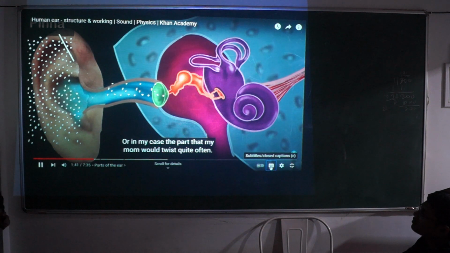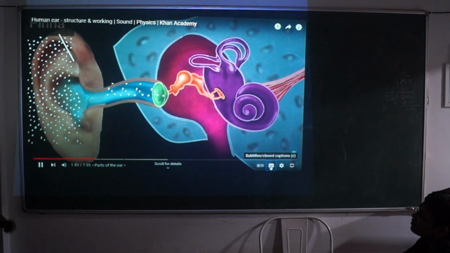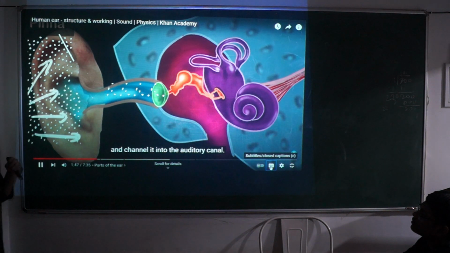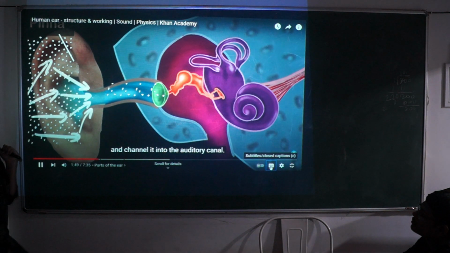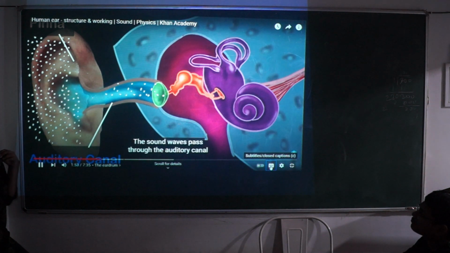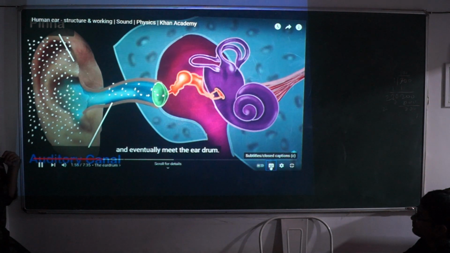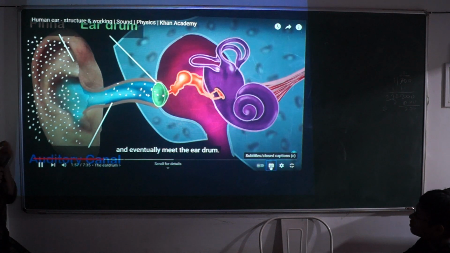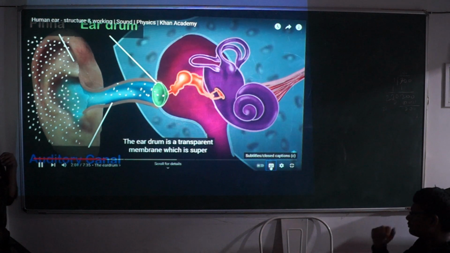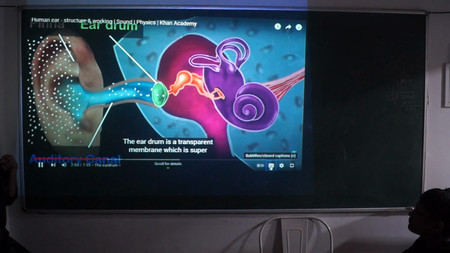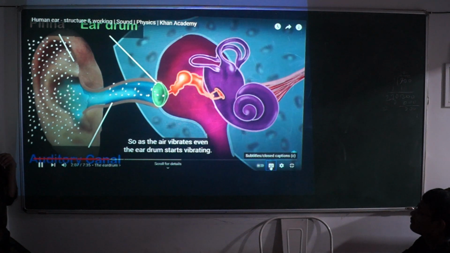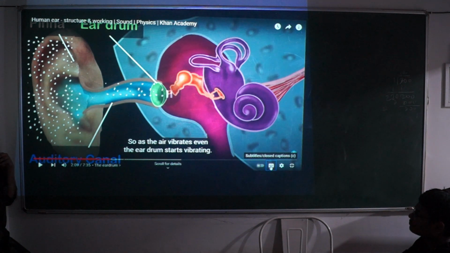The part that my mom would twist quite often. Its job is to collect as much sound waves as possible and channel it into the auditory canal. The sound waves pass through the auditory canal and eventually meet the eardrum, which is shown in green over here. The eardrum is a transparent membrane which is super sensitive to the vibrations of the air. So as the air vibrates, even the eardrum.